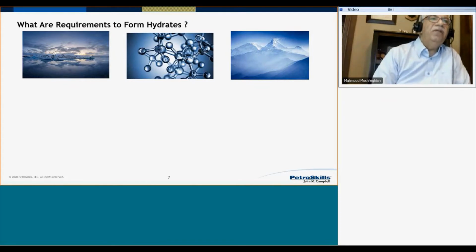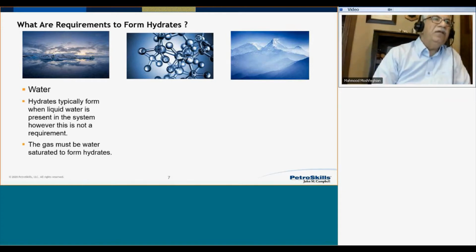You can guess from these 3 photos there are 3 main requirements. The main ingredient is water. So hydrate is typically formed when liquid water is present in the system. However, this is not a requirement. Then another requirement is that the gas must be water saturated to form hydrates.